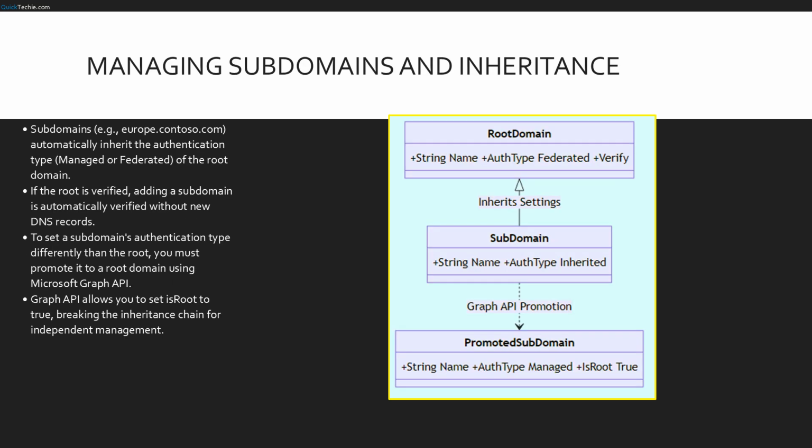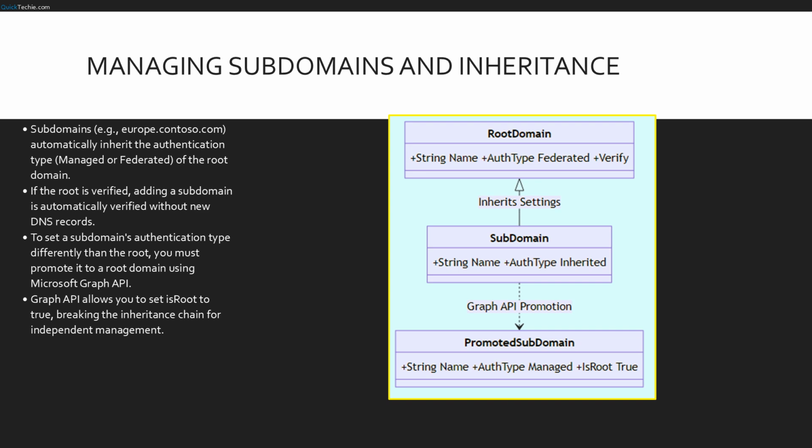Advanced configurations often require subdomains like Contoso.com. If you have already verified Contoso.com, adding the subdomain is usually automatic and requires no extra DNS work. However, a critical concept is inheritance. Subdomains inherit the authentication type of the parent. This means if your main domain is federated to an on-premises server, the subdomain defaults to federated too. If you need the subdomain to be managed, cloud-only authentication, while the parent is federated, you cannot fix this in the portal. You must use the Microsoft Graph API to promote the subdomain to a root domain status, breaking that inheritance.